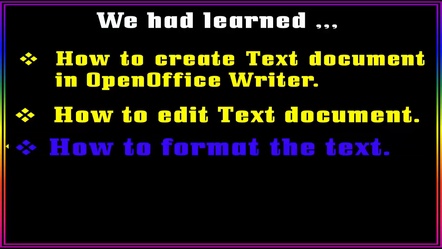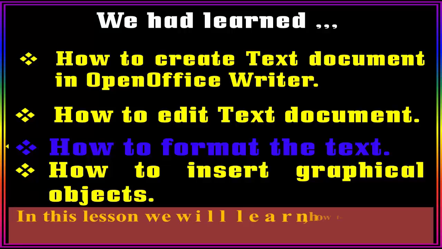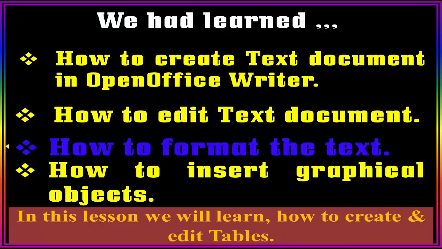Also, we had seen how to insert the pictures, photos, such kind of graphical objects in the text document in OpenOffice Writer. One another good feature of the OpenOffice Writer is that we can represent the information in the form of tables. It means that we can arrange the data in the form of rows and columns. The OpenOffice Writer not only allows us to create the tables in it, but also it allows us to do some specialized operation on the tables.